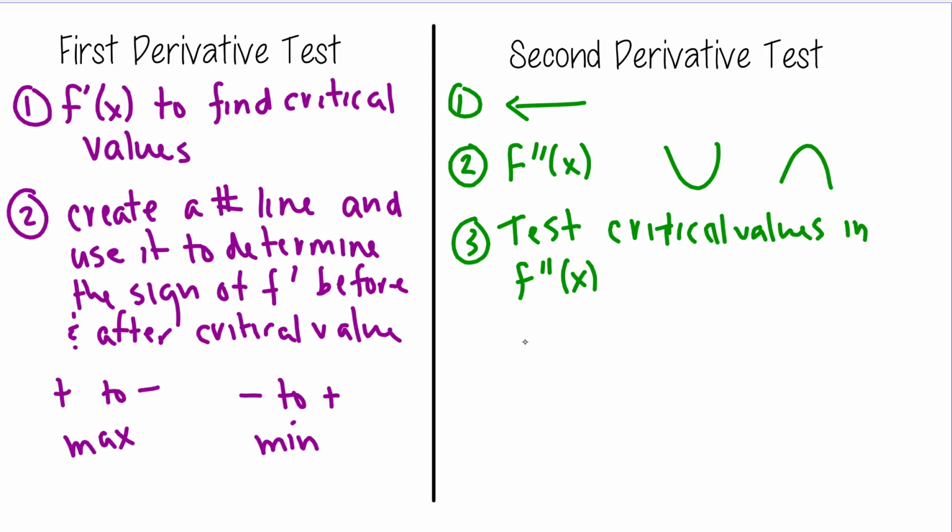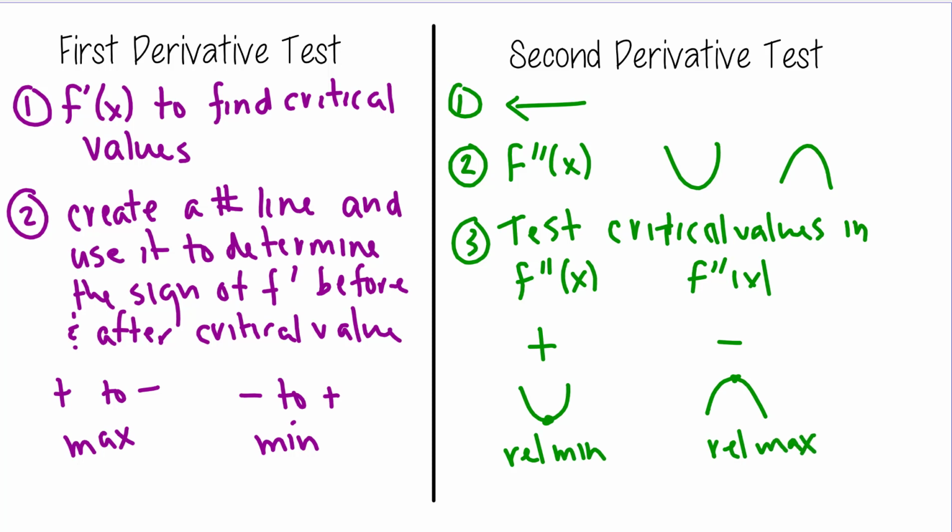If the critical value gives you a positive f double prime, that means your graph is concave up, which would mean you have a relative min. If your f double prime is negative, then your graph is concave down, which would imply that you have a relative max at that value.